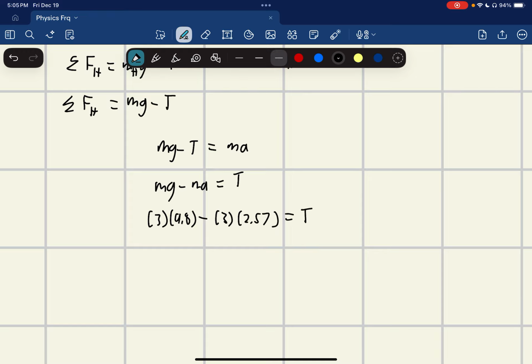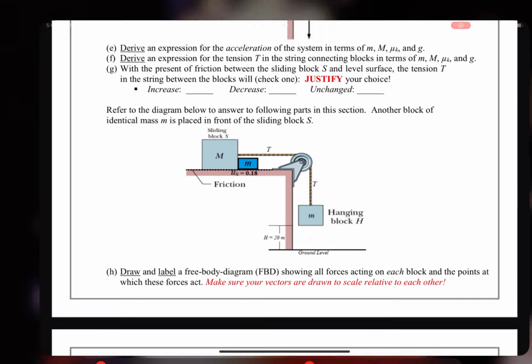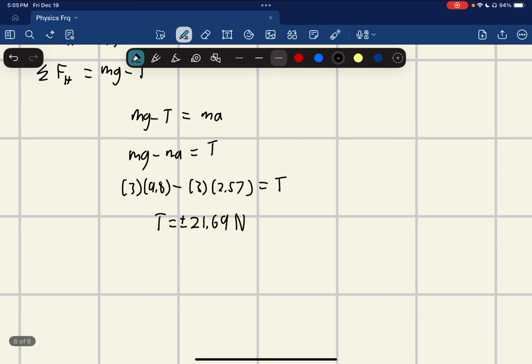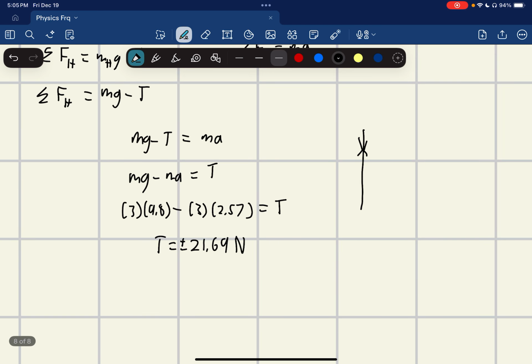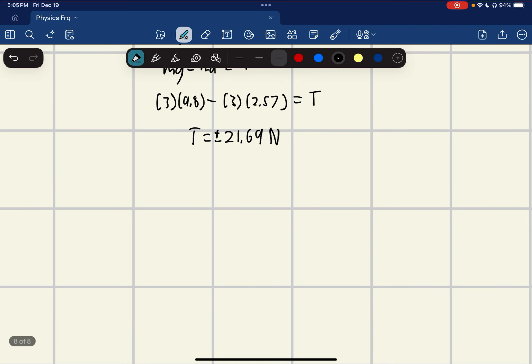And T would equal 21.69 N, and then it'll be both positive and minus because the string is like this, and the tension is both going to be like that. It's going to be up and down. It's like pointing at each other. So yeah, it'll be positive and minus. Okay.